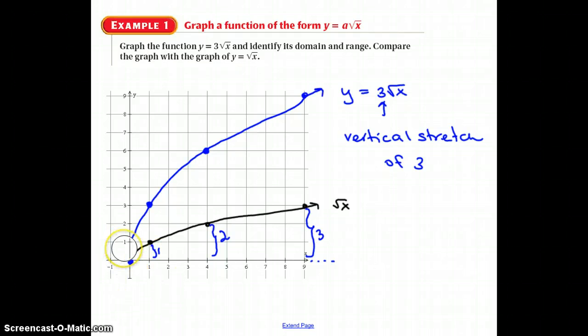And this right here is not correct because we want to make sure it's a function. So this is what it's going to look like. Now we're also asked to identify domain and range. So our domain is going to be x is greater than or equal to 0 because we're using all the x values to the right of 0, including 0. And our range is going to be y is greater than or equal to 0. And when they ask you to compare the graph to the graph of y equals square root of x, this is all we're looking for, the vertical stretch of 3.